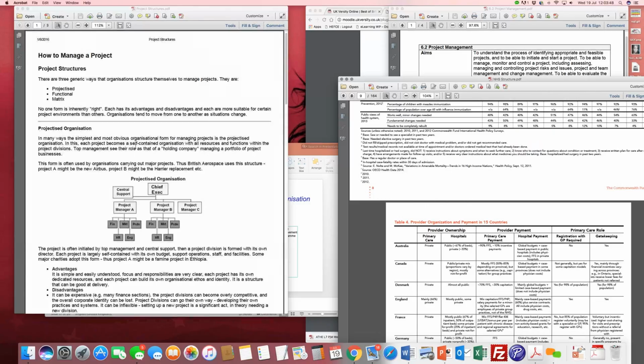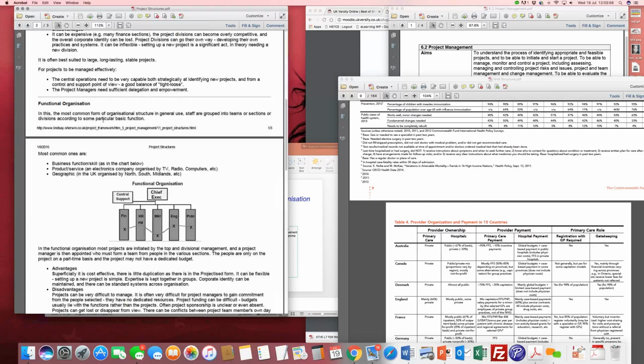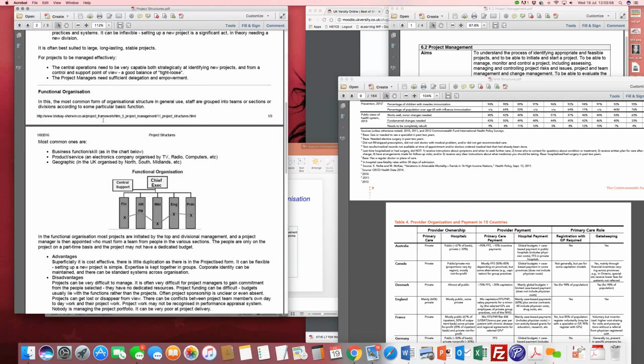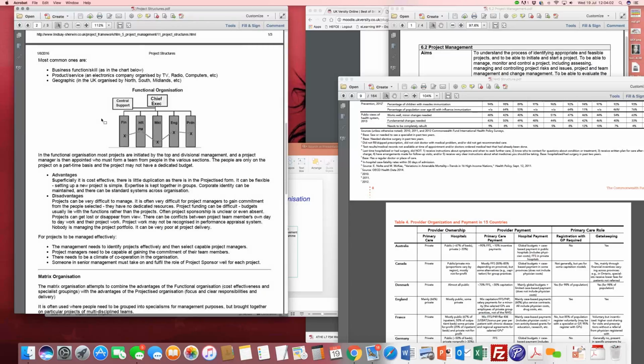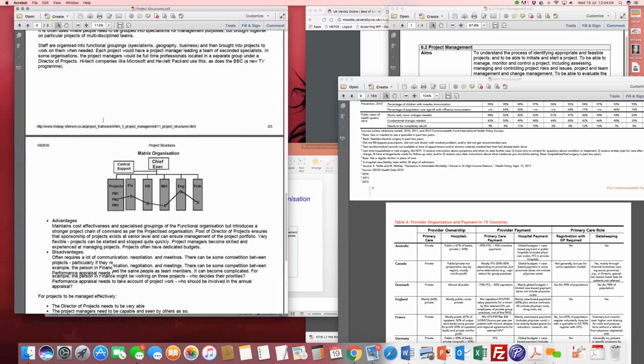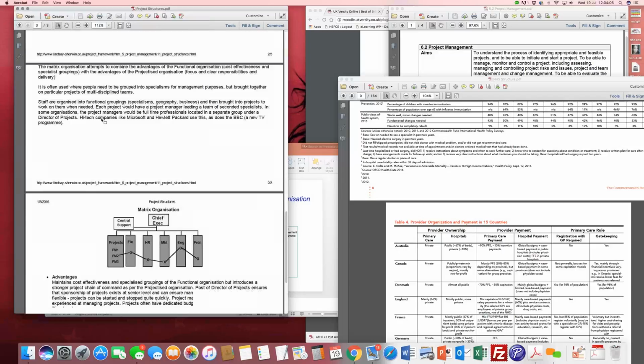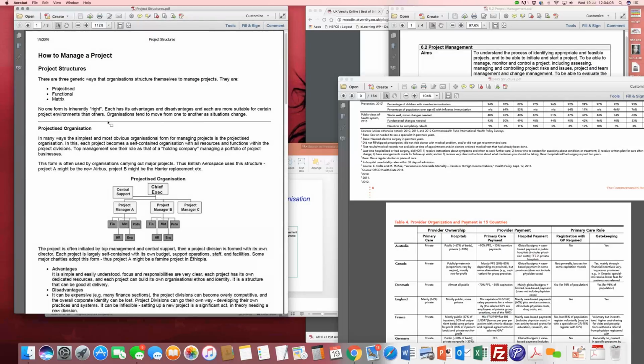Okay. Three different types are most popular: one is projectized, the other is functional, and the third is matrix. These are the ones we see most commonly used when we form project teams, or when we project manage in particular. In about three pages, we've explained them quite briefly, and it gives you a good understanding of how and why they're formed and what the advantages and disadvantages are.